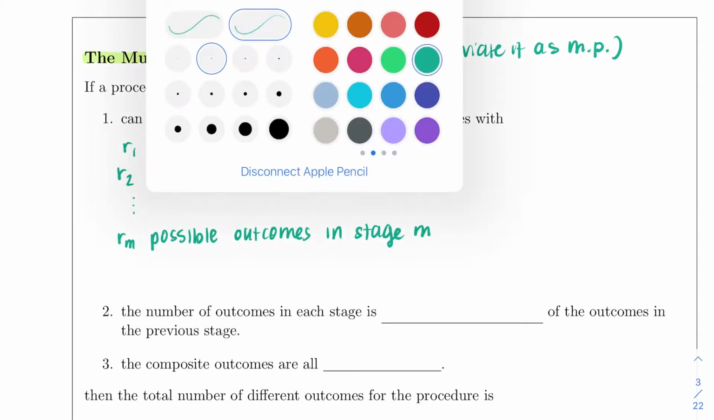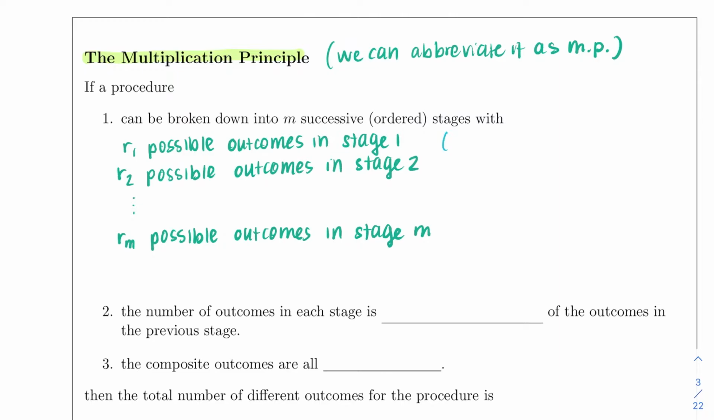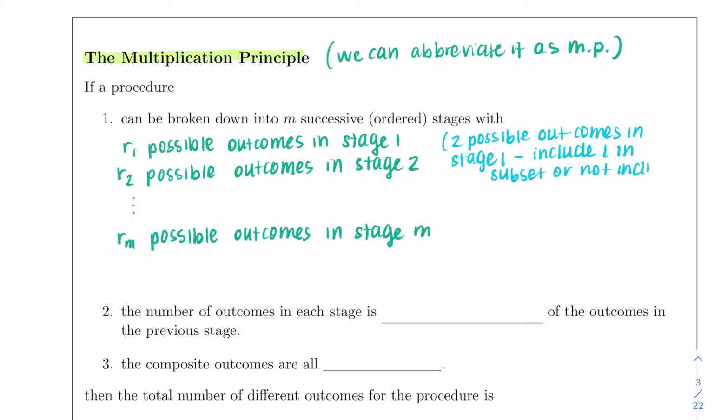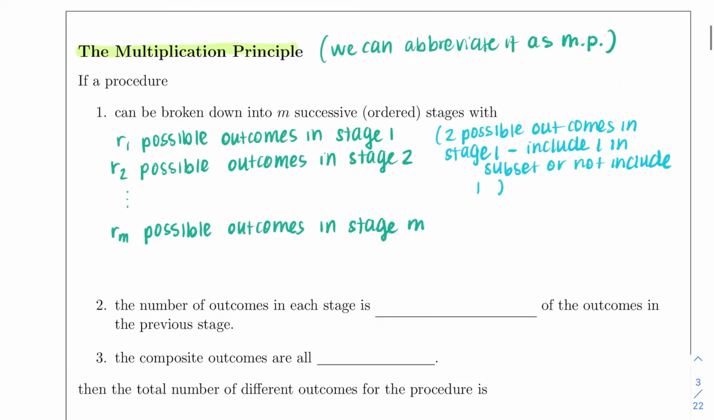Now, how does that relate to what we just did? Basically, this would be 2 possible outcomes in stage 1, which would be include 1 in the subset or not include 1. Basically, I want you to break this down to a series of decisions, and each one is a stage. So the stage is deciding whether or not to include 1 in the subset. For each of these, we have the numeric value, how many choices we have, and what we're doing, choosing whether or not to include an element in the subset. Okay, so that's part 1 of the multiplication principle.